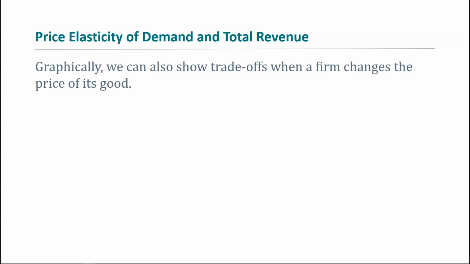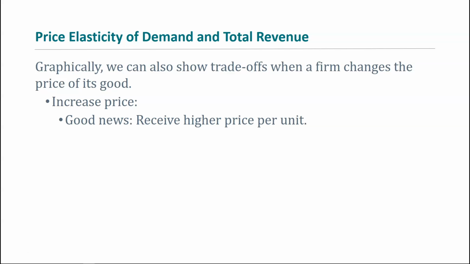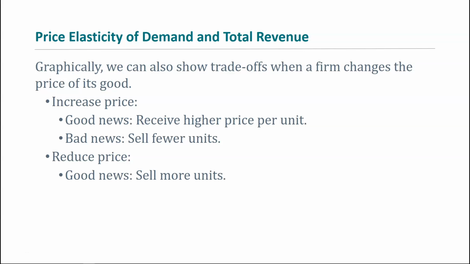We can show this on a picture as well. Graphically, we'll show the trade-off when a firm changes the price of goods. Remember, if we increase the price, there's good news: we get a higher price per unit. And there's bad news: we sell fewer units. If we reduce the price, there's good news: we're going to sell more units. And there's bad news: we receive a lower price per unit, right? So the question of whether revenues go up or down is a matter of which is stronger, the good news or the bad news.